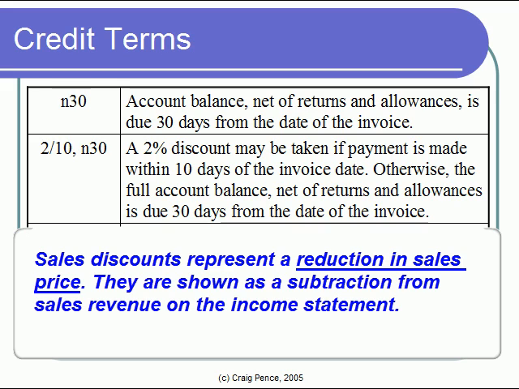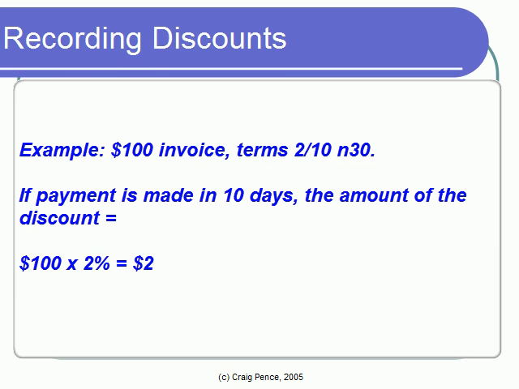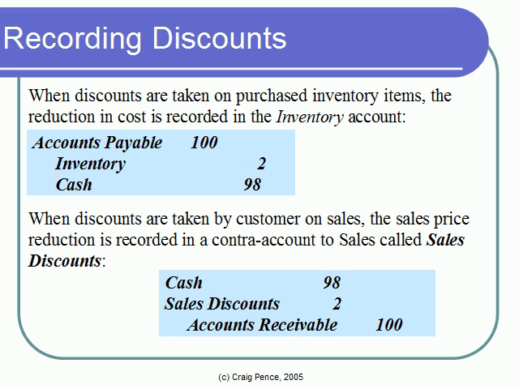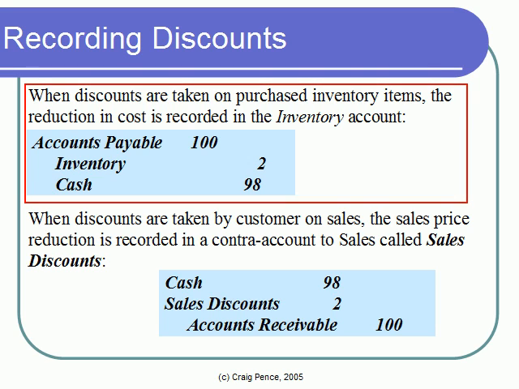In the previous video, we looked at an example in which a $100 purchase was made with terms 2/10 net 30. In that video, our merchant purchased the items and paid within 10 days, taking a 2% cash discount. We explained that a discount on a purchase represents a reduction in the cost of the inventory and would be recorded with a credit to the inventory account.